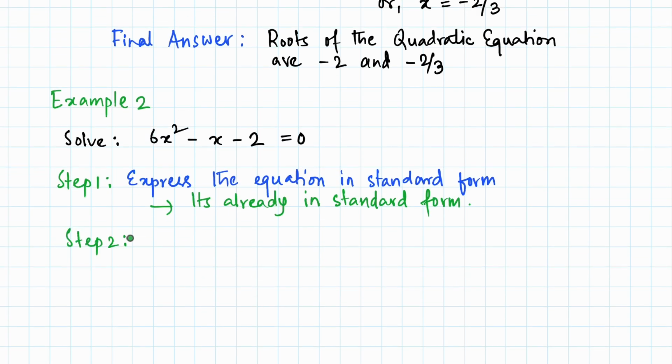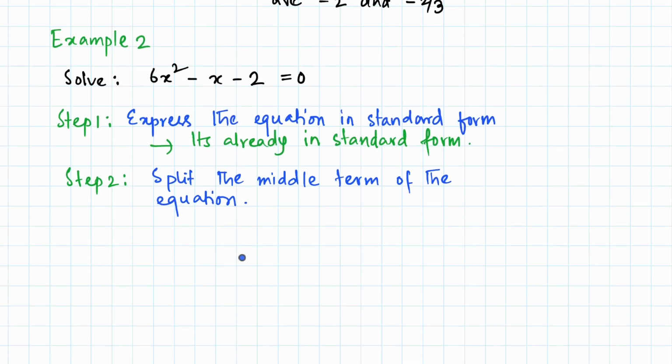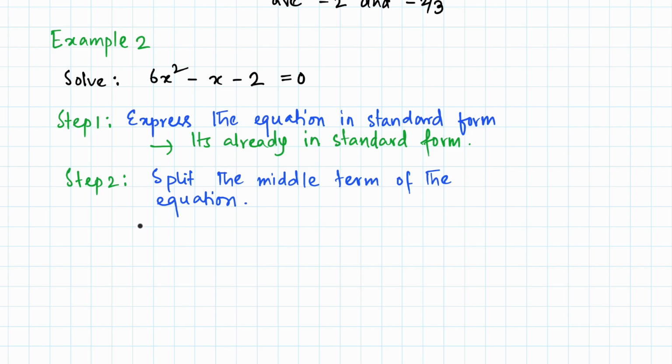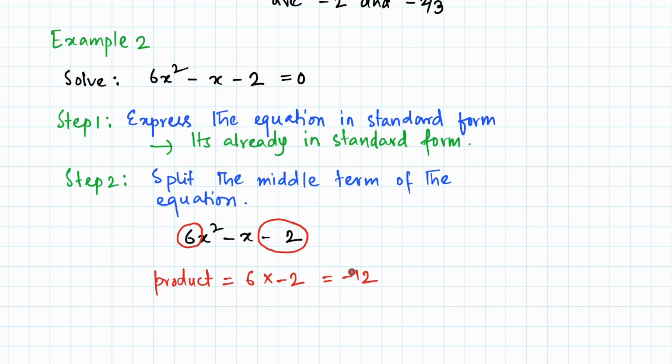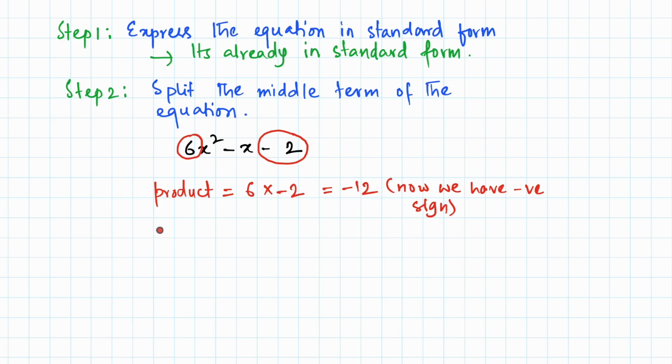So step number 2, we have to split the middle term. Now we have to split the middle term of this given equation. So what is the middle term? That is minus 1. 6x square minus 1, and a and c are 6 and minus 2. So product 6 times minus 2 is minus 12. Now we have a negative sign, so here we have to be a little bit careful. Now the middle term is minus 1.